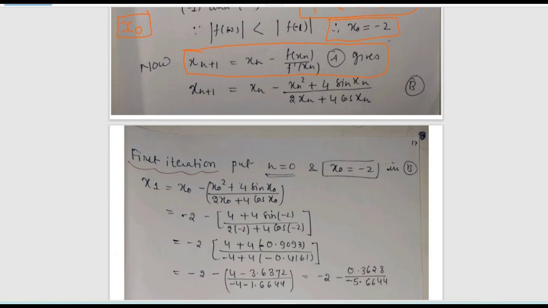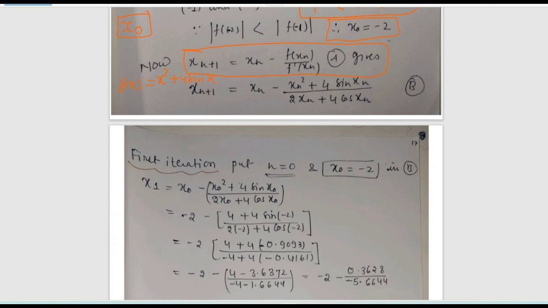What is the formula? We just write xn plus 1 equals xn minus f of xn upon f dash xn. And the use of this formula we did in the last class. In the last notes, we discussed how to get this formula and how to use this formula in the algebraic equation. Now, just putting the function's value. So what is the function given? The actual function which is given is x square plus 4 sine x.